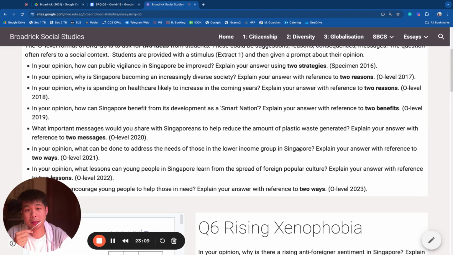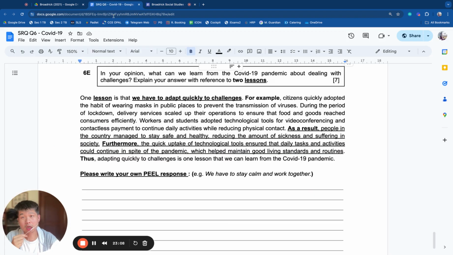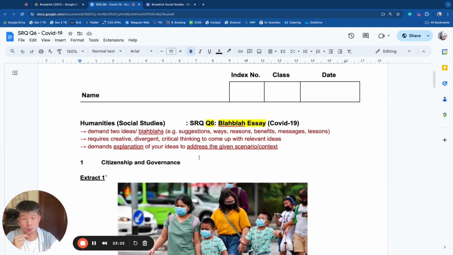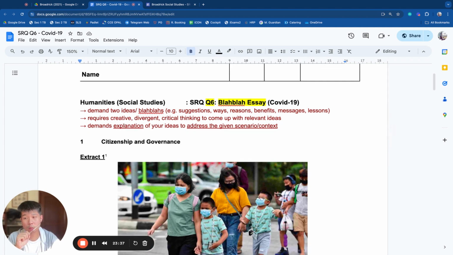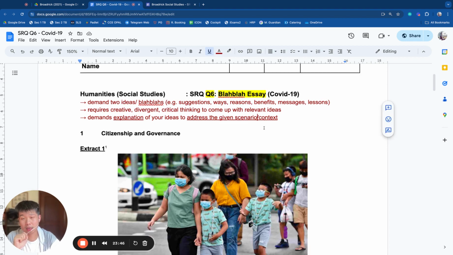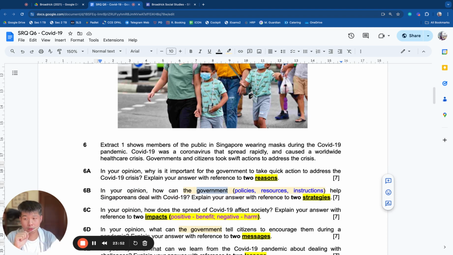From the past year papers, we have seen that the questions have been asked in many different ways: 2 ways, 2 lessons, 2 messages, 2 benefits, 2 reasons, ultimately 2 blah-blahs. And the handle that we want to go in with is when we look at the question, look at the prompt, and look at the extract, right? What are 2 relevant blah-blahs we can identify to address the questions, and what examples do we have to elaborate on this blah-blah, and how do we explain our idea to address the given scenario and context, and always be sensitive to the actors that they have identified, whether it be the government or medical professionals, the youth, and so on.